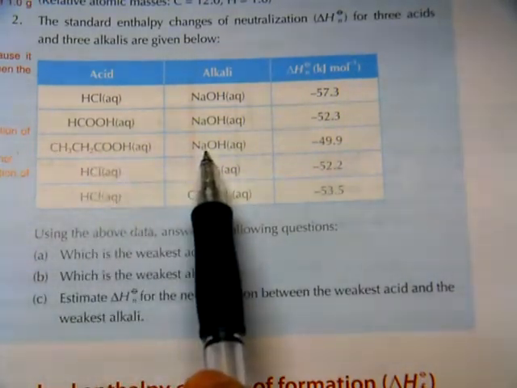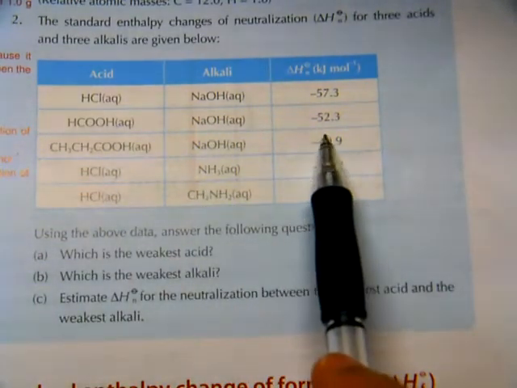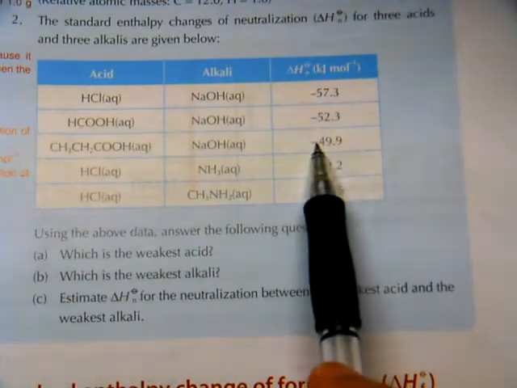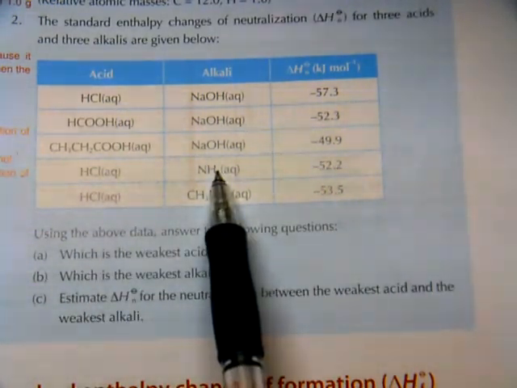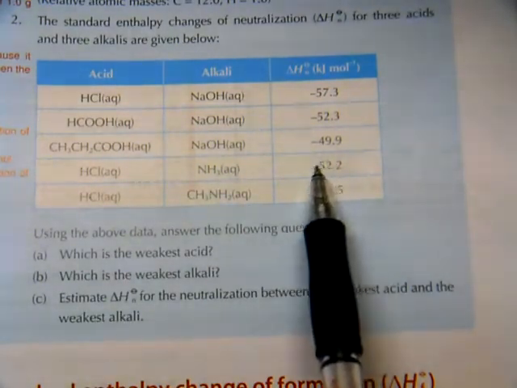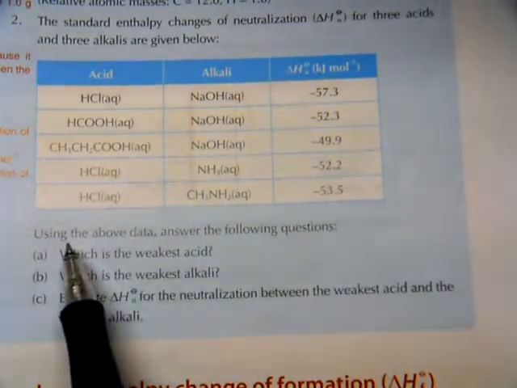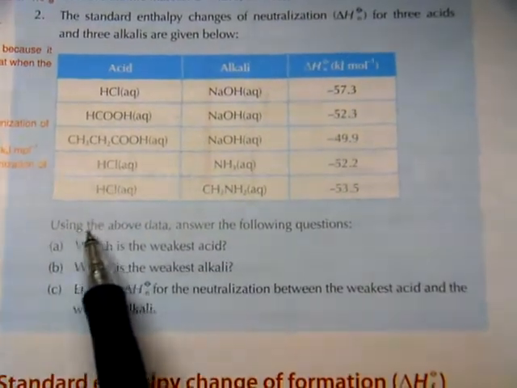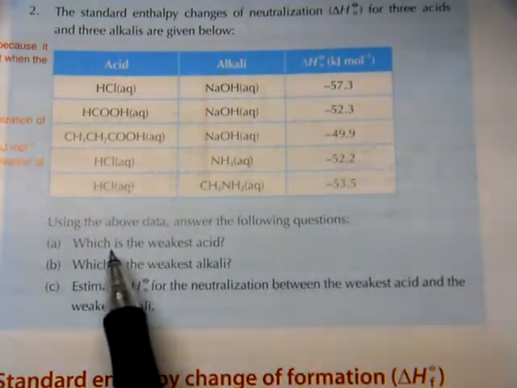Weak acid neutralized with a strong base: smaller amount of energy is released. Strong acid neutralized with a weak base: smaller amount of energy is released. Similarly for the last one. So, using the above data, answer the following questions.